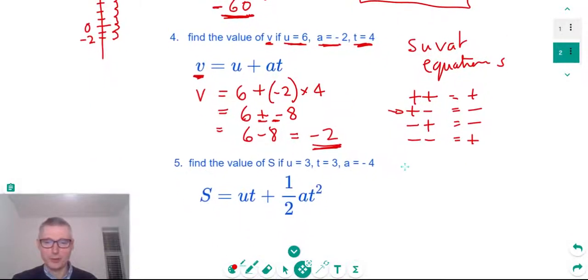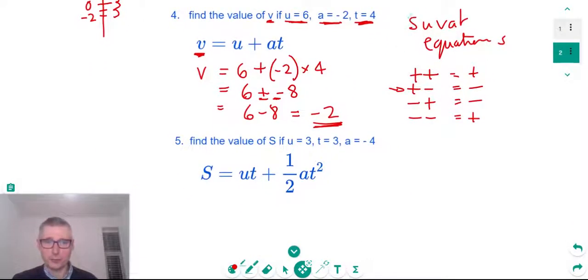So looking at the next question, again, this is another one of the SUVAT equations. Don't worry if you don't know what that stands for. I'm just trying to give it a little bit of context in terms of where these equations are coming from. So s in the SUVAT stands for distance. So this equation would actually allow us to work out the distance that had been travelled if we knew what initial velocity was, which is u, if we knew what time was, and if we knew what acceleration was.